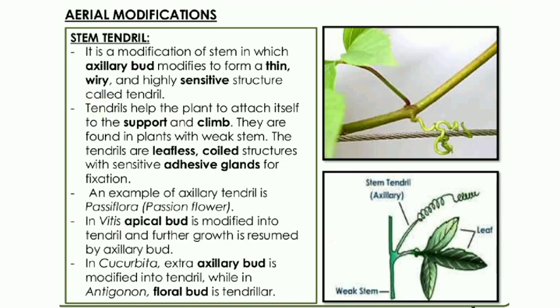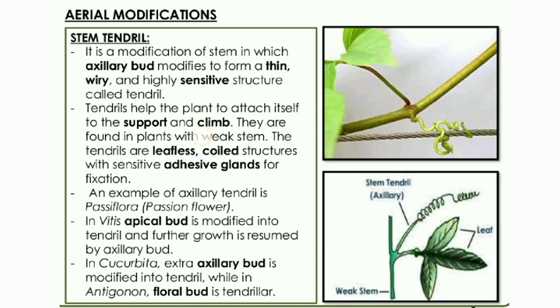And here the tendrils help the plant to attach itself to the support and climb. Means the plants will usually have a weak stem. So even then the plant wants to go into the air, go into the light to receive the light rays for photosynthesis. So it wants to expose its leaves to light. Hence the tendril will help the plant to attach itself to the support and climb to a height. They are found in plants with a weak stem.